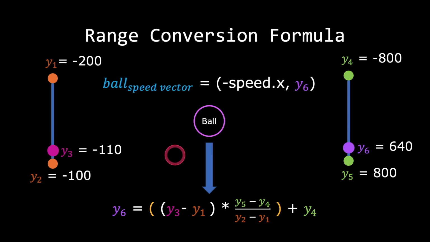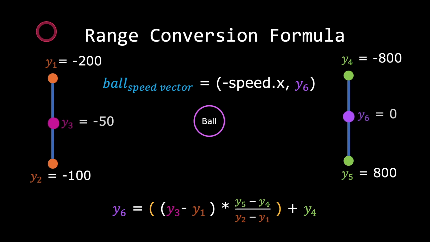Notice that now our ball is moving downwards. And so this is the beauty of having a range conversion of our player paddle to some value on the y-axis for our ball speed. And if we hit the center of our player paddle, notice that there is no speed on the y-axis because the value is 0.